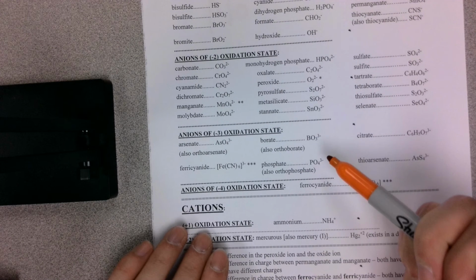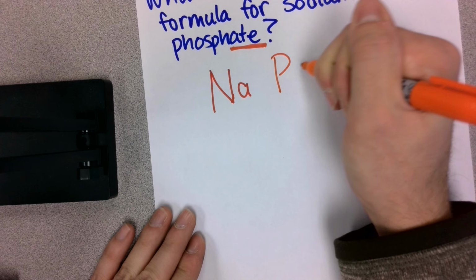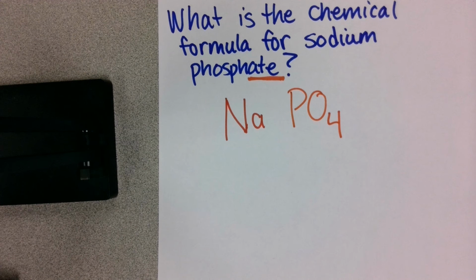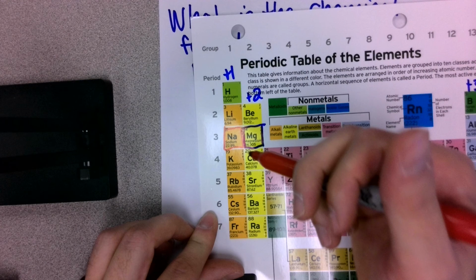Alright, so it's going to be PO4. Alright, this is the part where we have to determine the charge of sodium. So I'll pull out the periodic table again. And sodium is going to be, if you look at the top here, the +1 charge. So this is going to be +1.